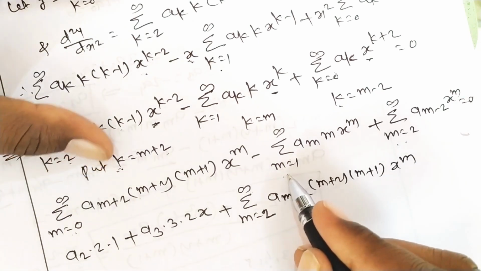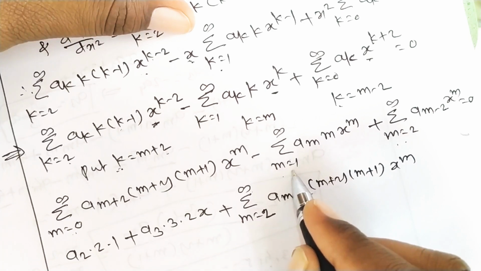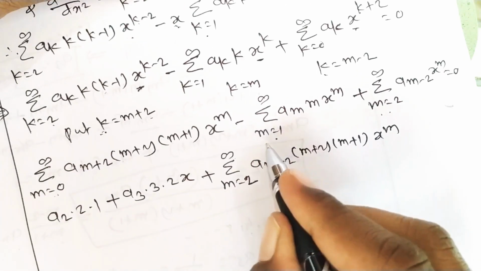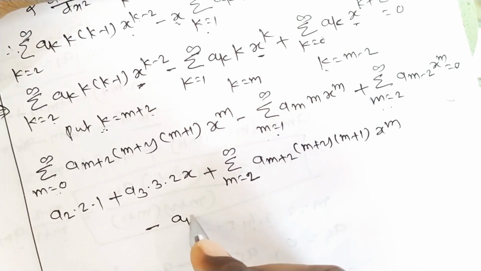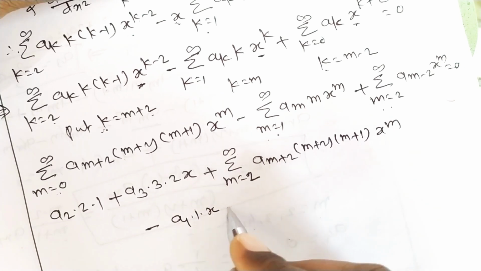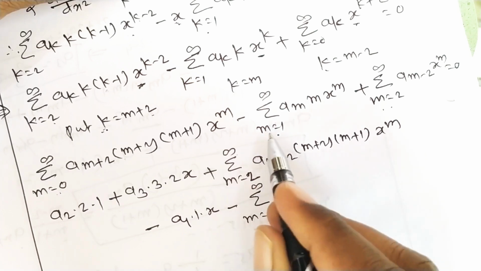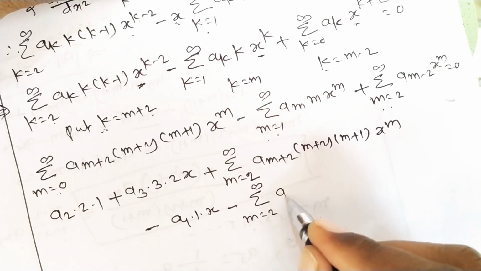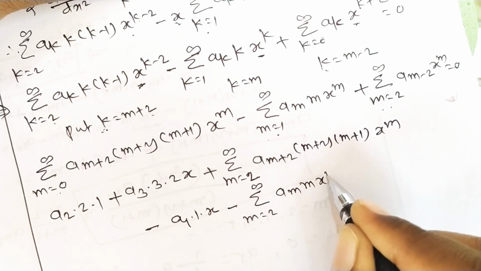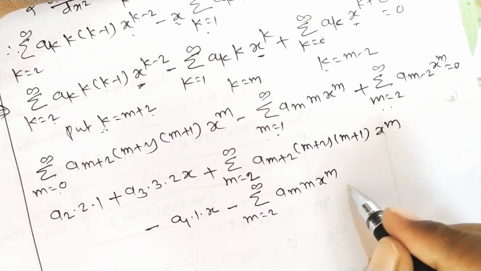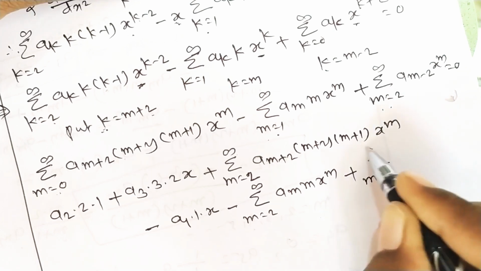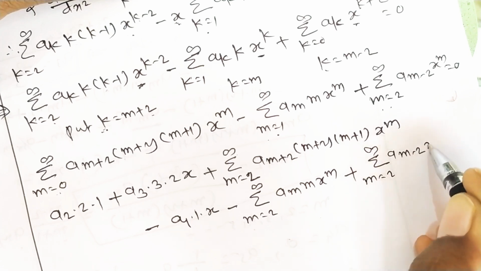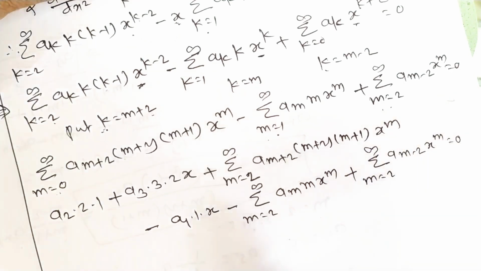Same, now this series, here m starts from 1, we want m from 2, so expand this series for m equal to 1. So minus, if you put m equal to 1 here, a1 into 1 into x, and minus summation of m equal to now 2 to infinity, because for 1 we expanded, a_m x to the power m. Same this series, here already m 2 से start हो रहा है, so write as it is, m varies from 2 to infinity, a_(m-2) x to the power m equal to 0.